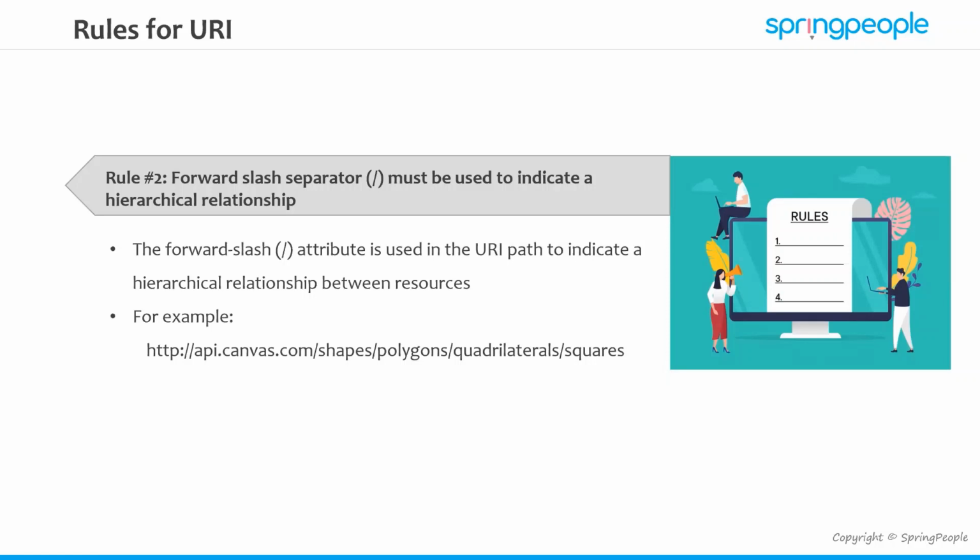Rule 2: the forward slash operator must be used to indicate a hierarchical relationship. If you're using a forward slash, then there should be a resource after that. It should not end with a forward slash, like rule number 1. The forward slash is used in the URI to indicate a hierarchical relationship between resources. Here you can see /shapes/polygon/quadrilateral/squares. Here it is defining a relationship.